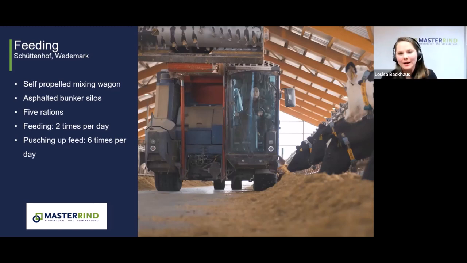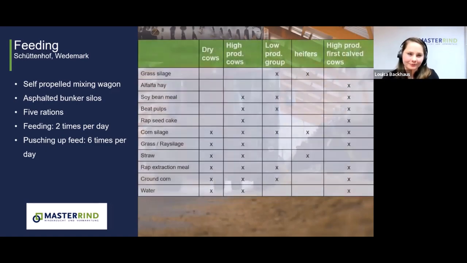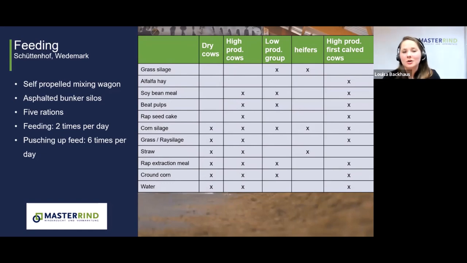We have a self-propelled mixing wagon for 4 or 5 years now, and we feed about 5 rations. You can see here what we put in there. So just 1 ration for our dry cows, and we differ between high producing cows and high producing first calf cows. But the biggest difference is just that we put alfalfa high hay silage in there instead of straw, and that we have a higher concentration of energy for the young cows. We feed twice a day and we push the feed 6 times a day. That is one of the goals for the future, to increase our pushing times so that they can take in even a little bit more feed.